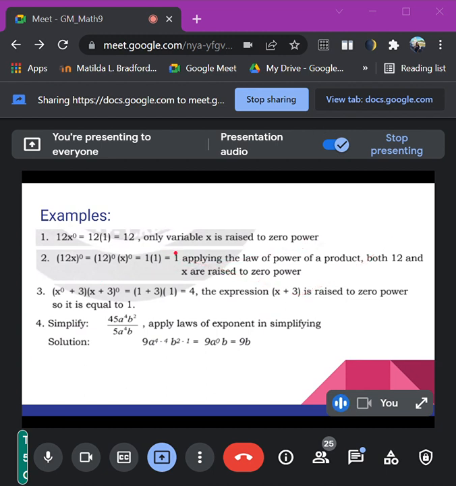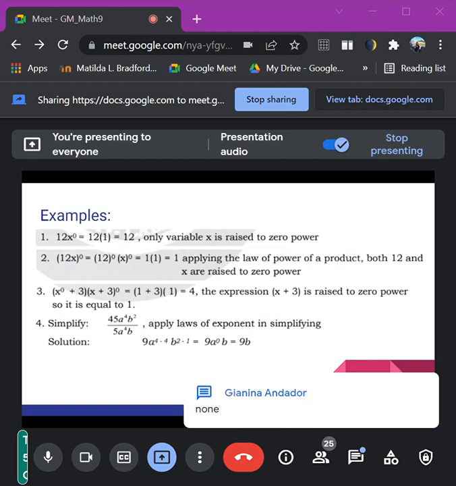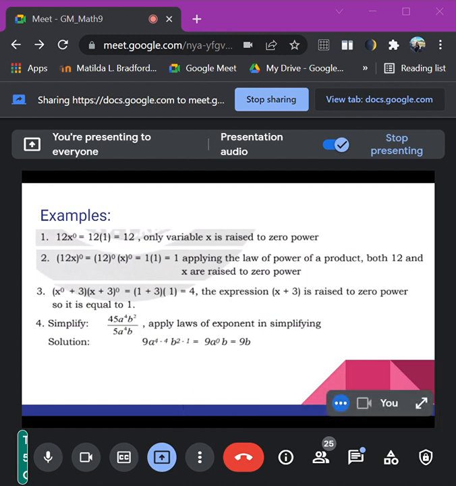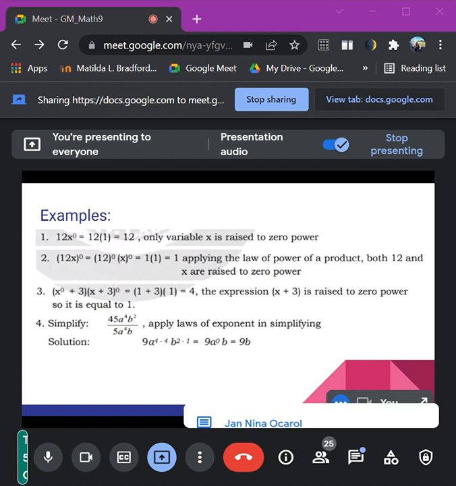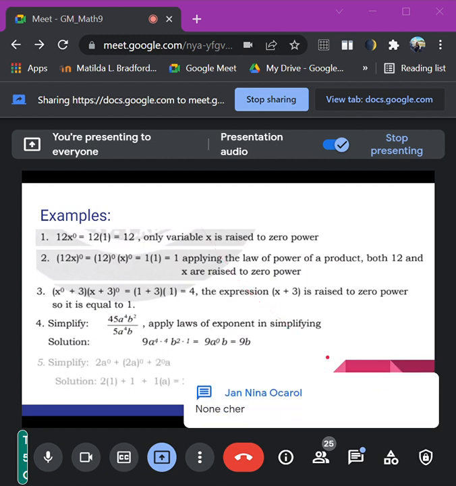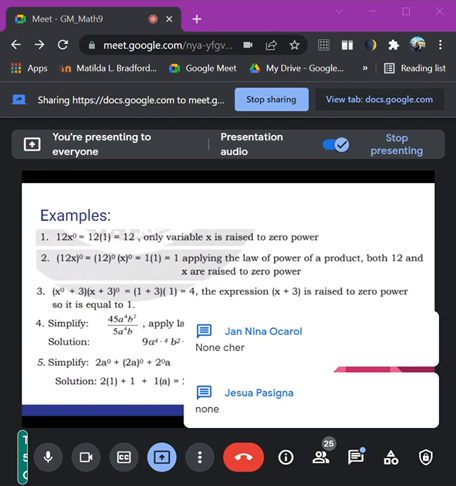Okay, any questions so far? I think you took screenshots of the laws of exponents so you have them as your basis. And I think you remember them because I taught you this lesson before. Okay, no questions. Now let's proceed with the next example.